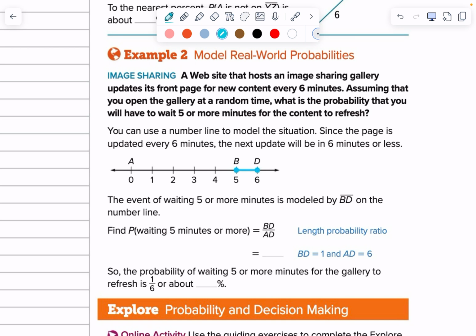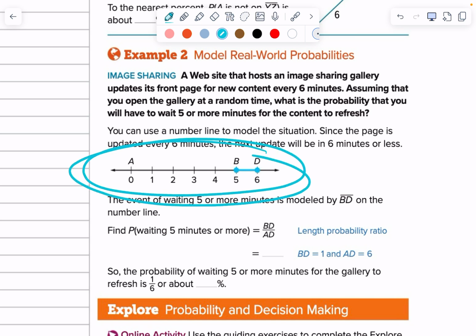Okay? So I have a number line that's going from 0 to 6. That's what they've done right here, right? It's updating every 6 minutes. It's starting over every 6 minutes. So I have a number line that's lasting 6 units long, right?